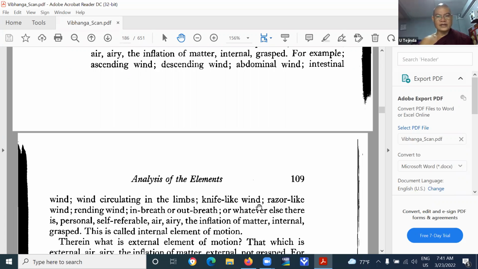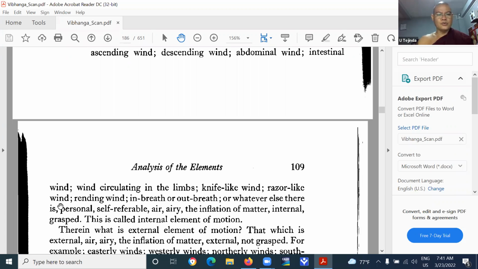Okay, Kuraka Wata. Kuraka, razor-like wind. The wind like a razor. The Sarka Wata, Kuraka Wata, the same. Oblaga Wata. What kind of wind? Oblaga Wata. Red wind. What kind of wind? I don't know. This wind.